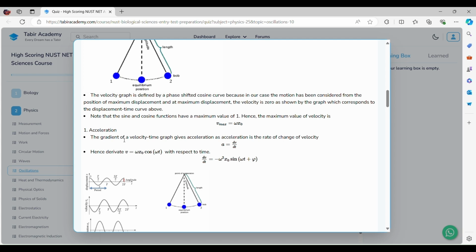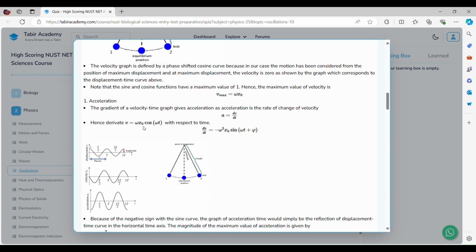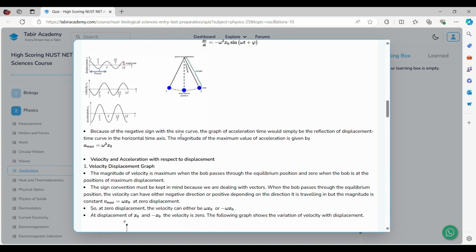Acceleration. The gradient of a velocity time graph gives acceleration, as acceleration is the rate of change of velocity. A equals to dv over dt, hence differentiate V equals to omega x naught cos (omega t plus phi) with respect to time. dv over dt equals to minus omega square x naught sine (omega t plus phi). Because of the negative sign with the sine curve, the graph of acceleration time would simply be the reflection of displacement time curve in the horizontal time axis. The magnitude of the maximum value of acceleration is given by max acceleration equals to omega square x naught.